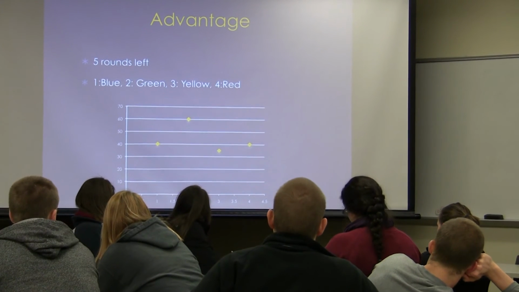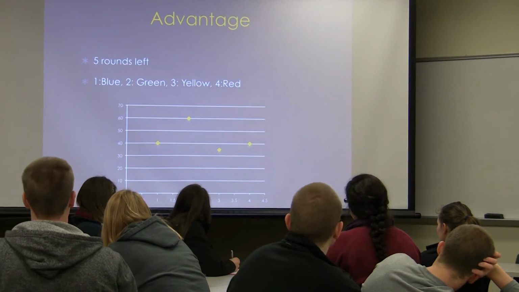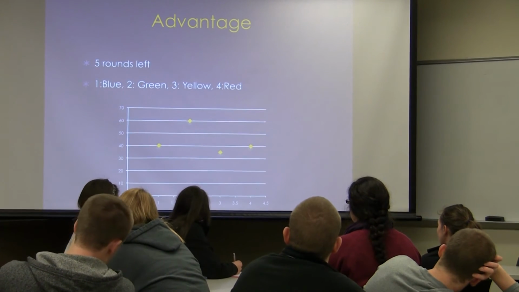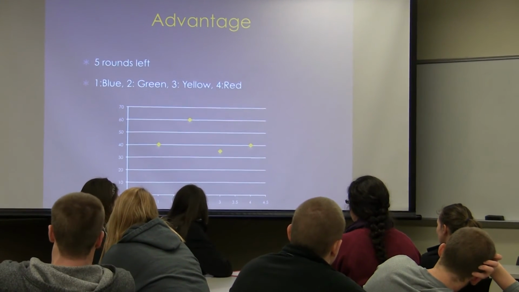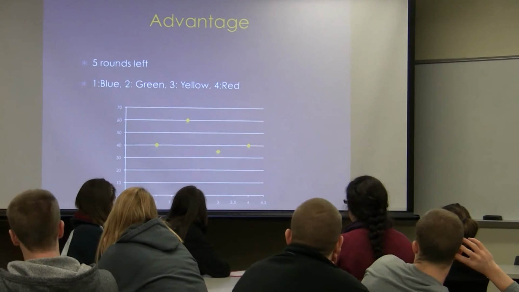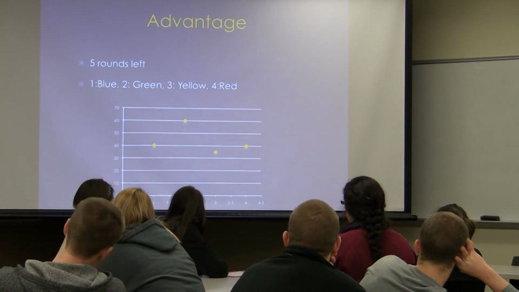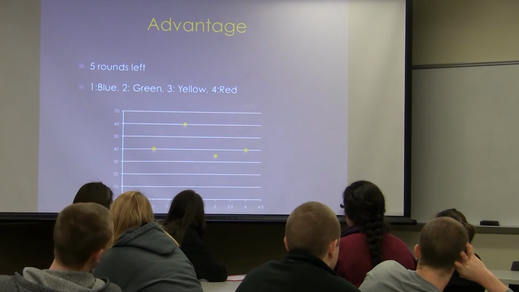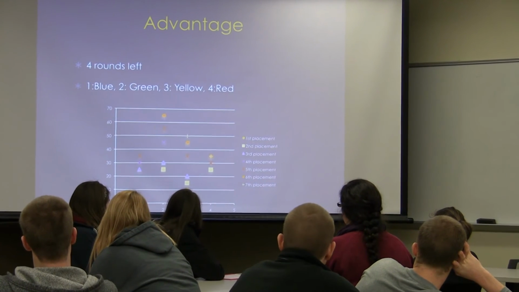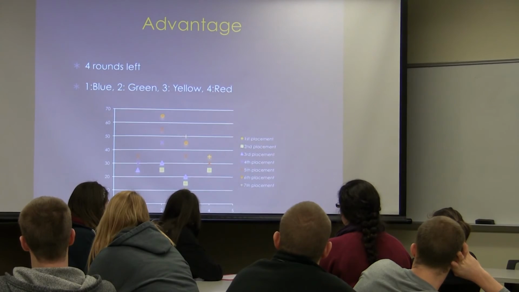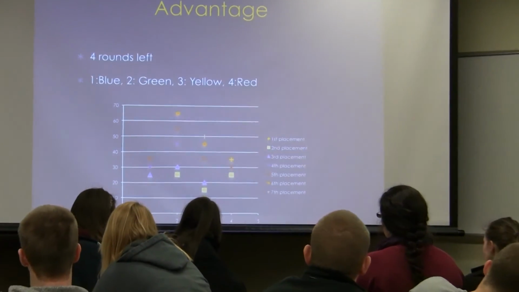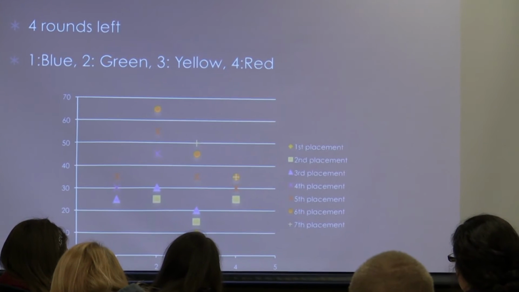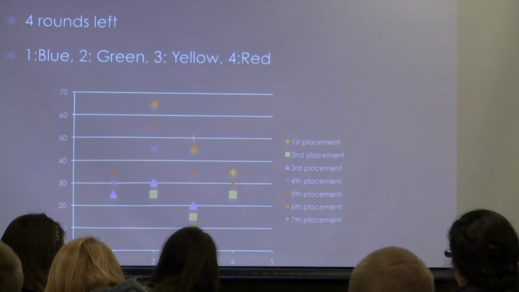So at the beginning of the game, with 5 rounds left, the green property is obviously worth the most at 60, and then blue and red are tied for second, and the yellow is last; it's not worth very much. Then with 4 rounds left, you can see that green is still worth the most, and blue and red are both at the bottom.